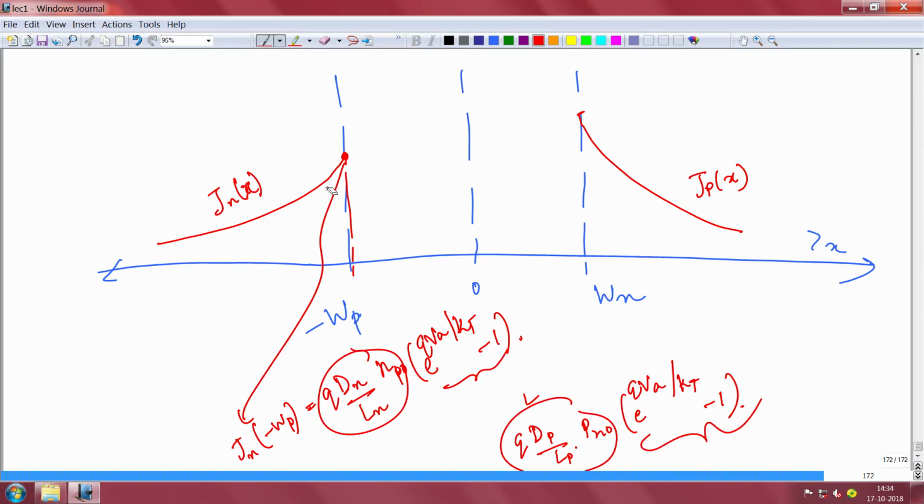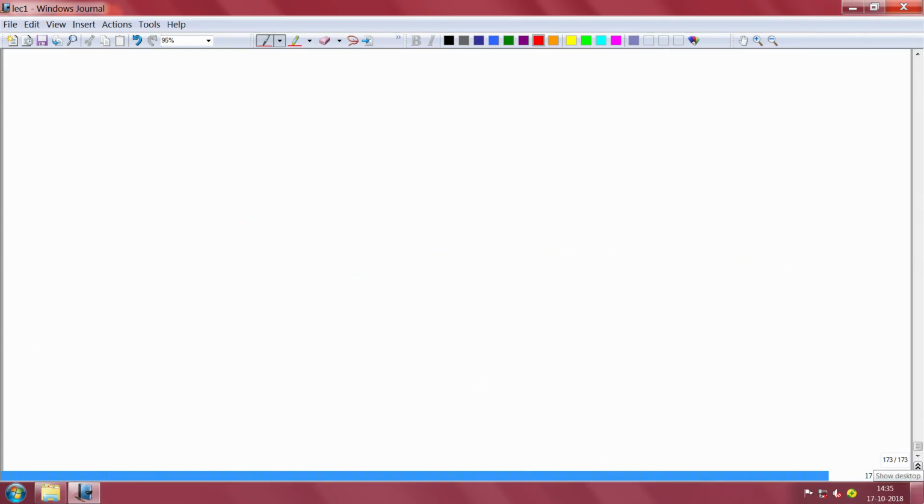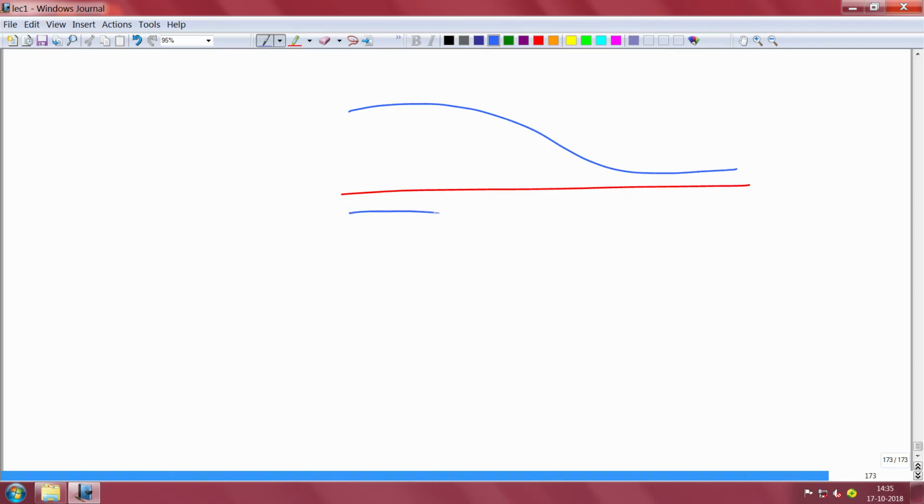Now, these are the diffusion components of current on either side. Now, if you recall a PN junction band diagram, I am just trying to draw an equilibrium one, but it is fine, you can draw a non-equilibrium one also.